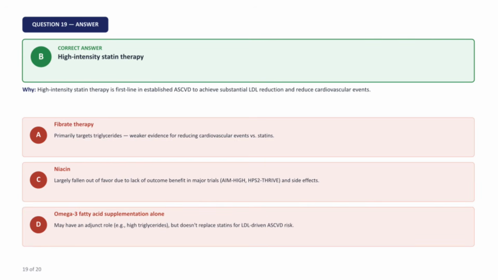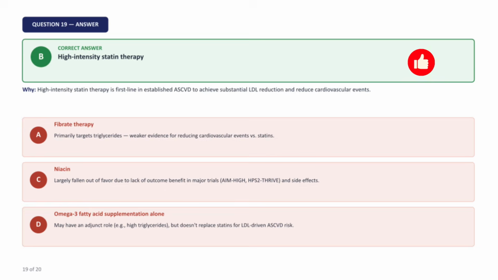The correct answer is option B, high-intensity statin therapy. High-intensity statin therapy is first-line in established atherosclerotic cardiovascular disease to achieve substantial LDL reduction and reduce cardiovascular events. Now, why isn't A correct? Primarily targets triglycerides, weaker evidence for reducing cardiovascular events versus statins.